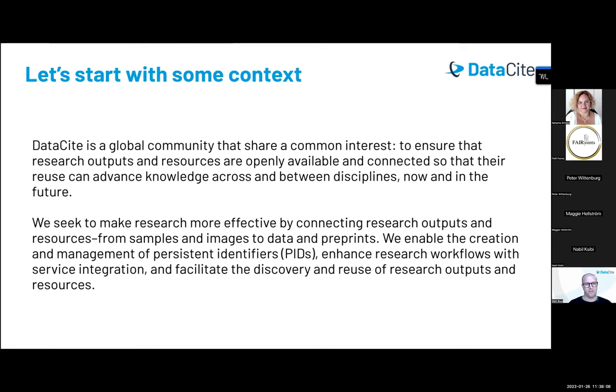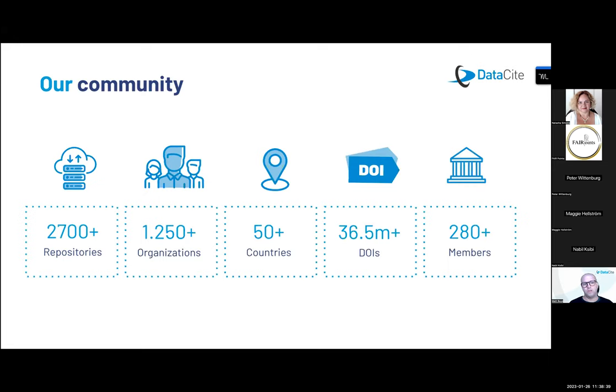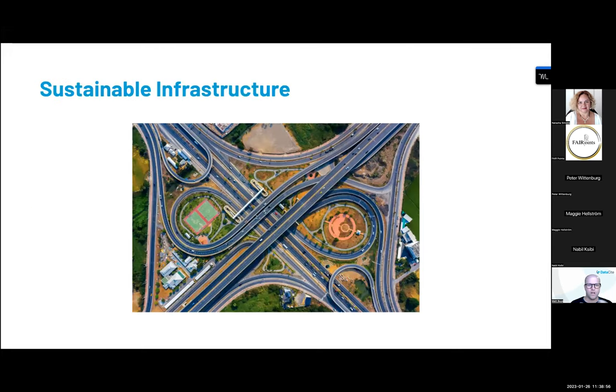We also seek to make research, the process of research, more effective by connecting these different things together. We enable the creation and management of this through the use of persistent identifiers, enhancing research workflows through various service integrations with different systems and workflows, and then facilitating the discovery and reuse of these research outputs and resources through different tools and global community infrastructure. As a community, we are spread across 50 countries globally, and we continue to grow as a community that shares this common interest and works together in building sustainable infrastructure. And this is really, really critical.